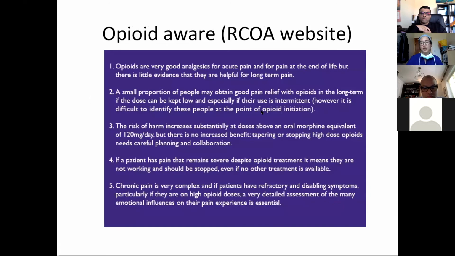So there's the Opioid Aware campaign, if you haven't seen it, which says that opioids are very good for acute pain and end of life, but don't actually work that well in chronic pain. So chronic pain patients need to be assessed thoroughly and have opioids stopped if they don't need them.